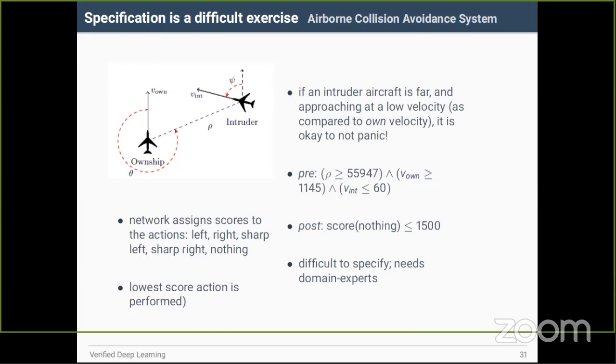So you have built a neural network which assigns a score to the actions. And what are the actions? You have these 5 actions. You either want to turn left, and these are the actions for the own ship. So you have built a neural network which is trained on this.